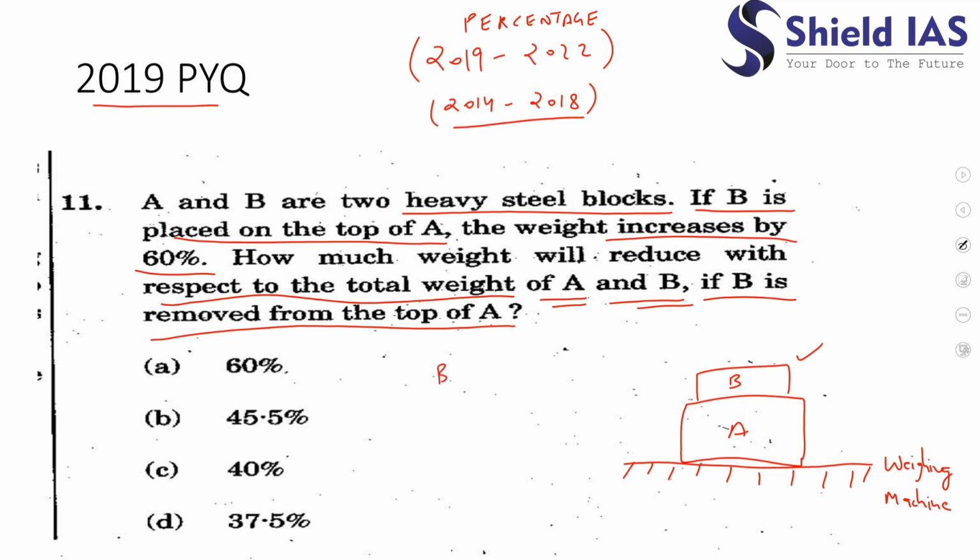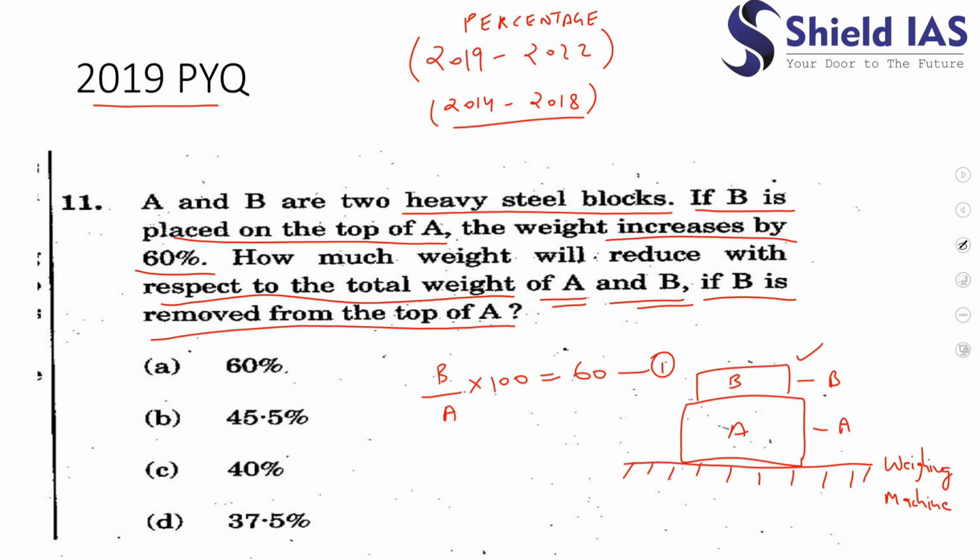Let the weight of B be B and the weight of A be A. So B divided by the initial value, which is A, into 100, this would be 60. So this would be equation number 1. Second, it says how much weight will reduce with respect to the total weight of A and B if B is removed from the top of A.